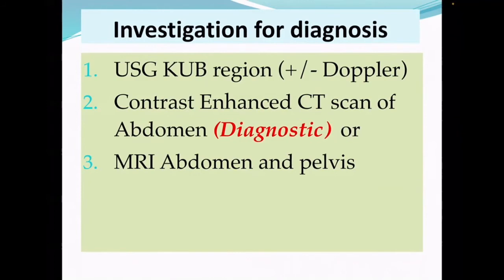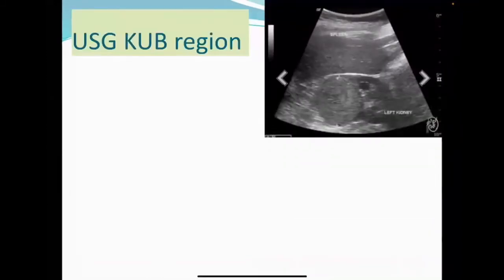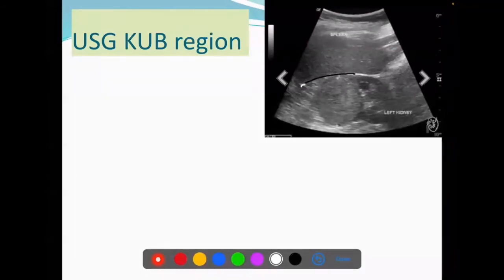Let us see how it looks in these investigations. If you do ultrasonogram KUB, see, this is the outline of the kidney. You can see there's some central white area over here, just less, not much, and this is the cortical area, and you can see a round echogenic mass arising from the kidney. I cannot tell whether it is malignant or not. I can just tell you that there is a tumor. And if you use a Doppler ultrasonogram, then Doppler can give you slightly more idea.